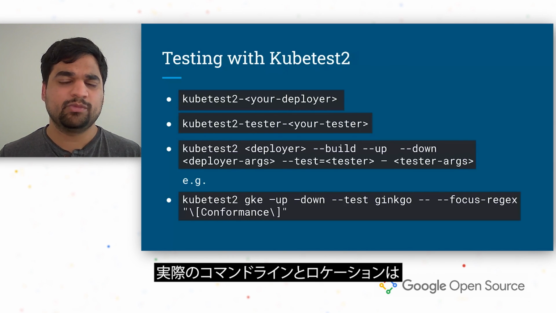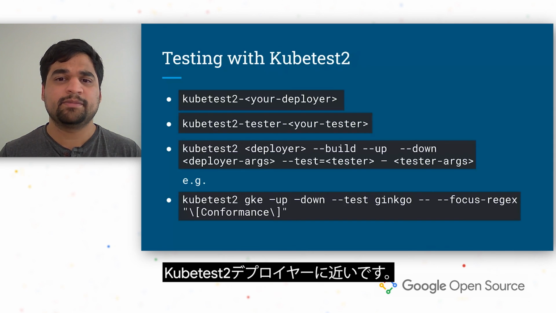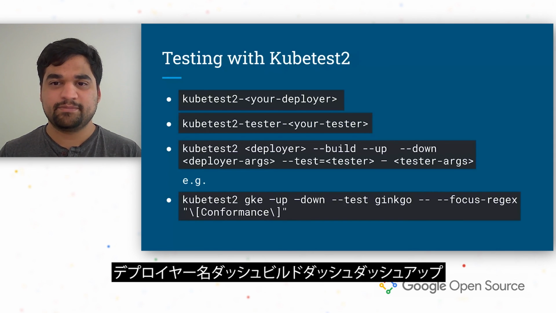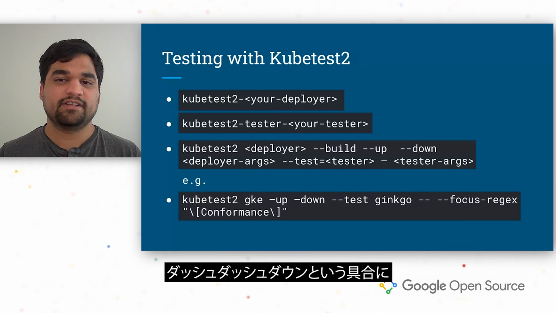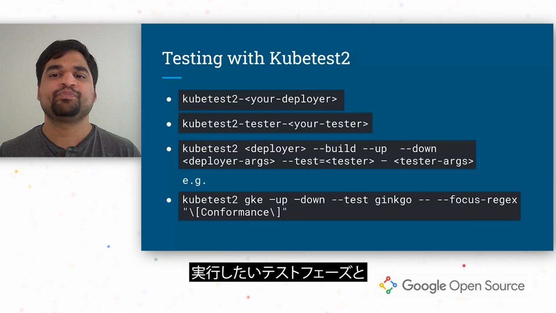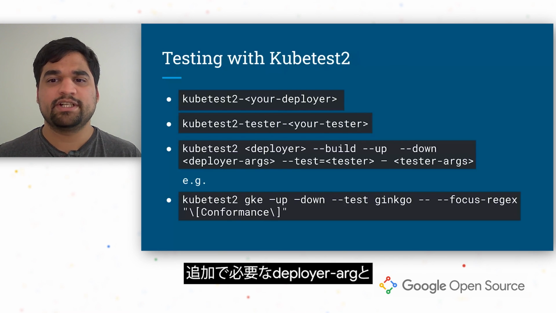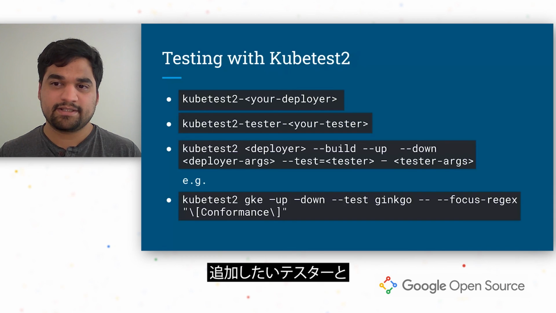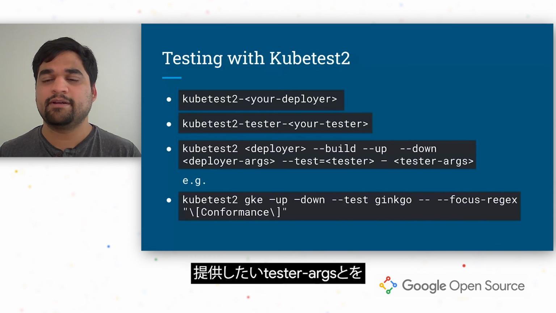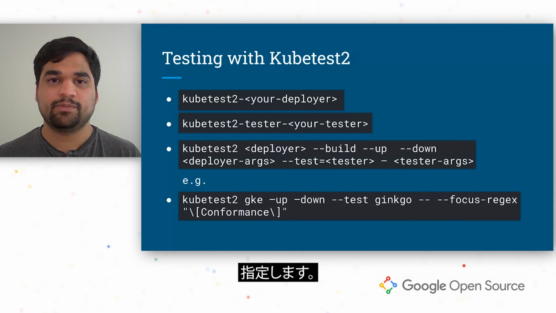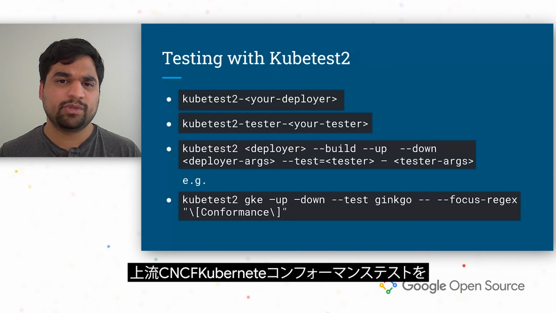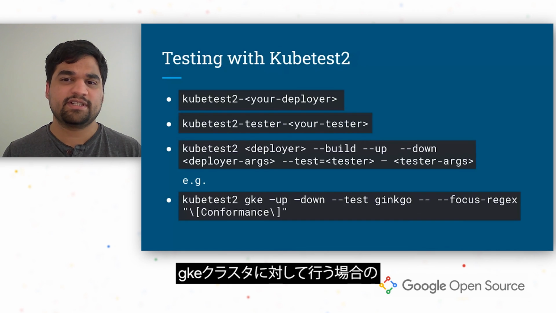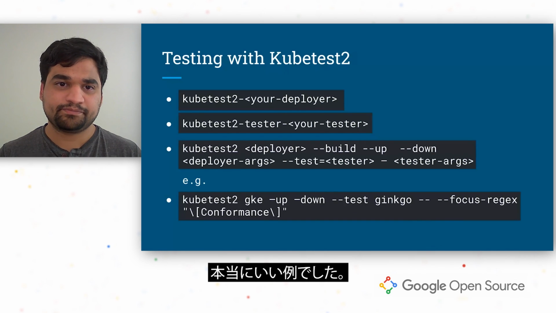And the actual command line invocation looks something similar to: kubetest2 your-deployer-name --build --up --down, specifying the phases of the test that we want to run, followed by any additional deployer args that you want. In addition, you will also specify --test, the tester that you want to include, followed by any of the tester arguments that you want to provide. And here we have a quick example of how we run upstream CNCF Kubernetes conformance tests against a GKE cluster.